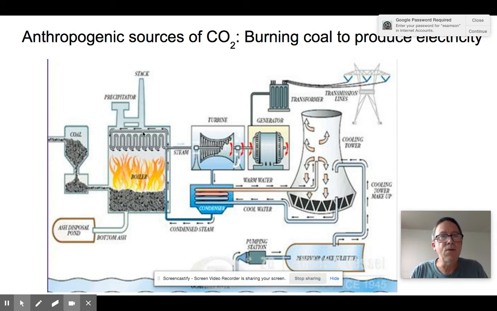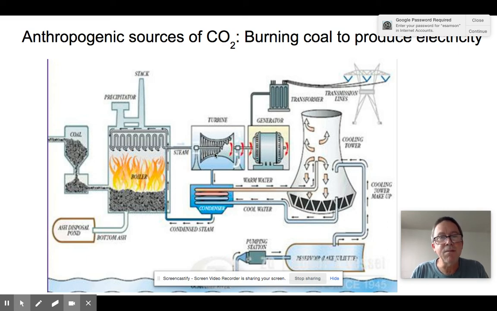So when we heat water in these pipes, it comes out as steam, and the steam blows across this propeller-like device called a turbine, and the turbine spins, and the spinning of this turbine then spins a magnet, or rather a coil of wire inside a magnet, which is called a generator, and then that produces the electricity, which we then send out to people's houses.